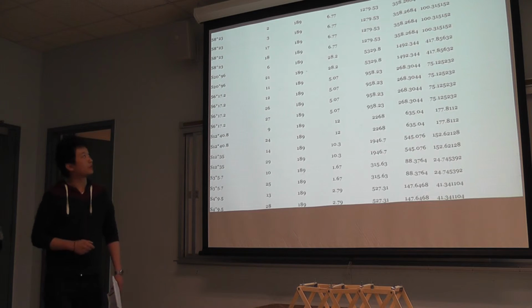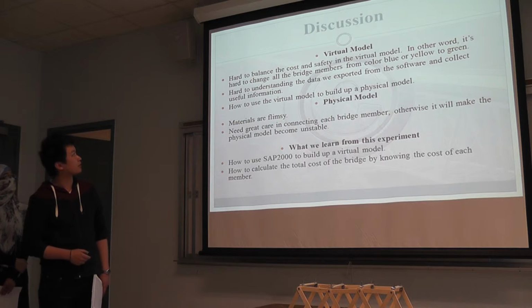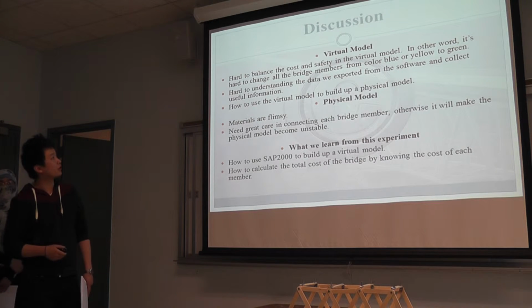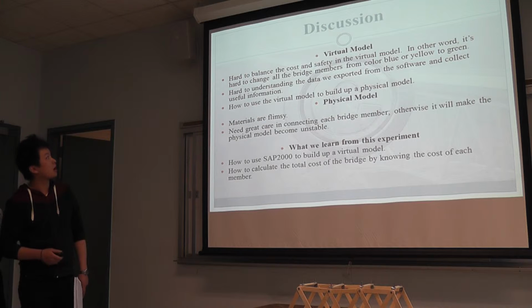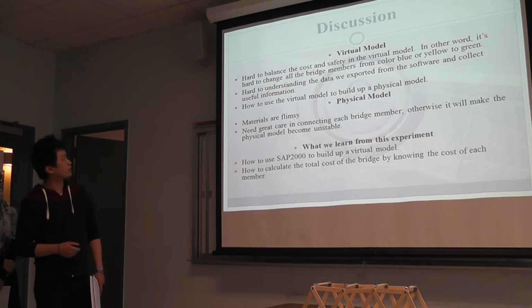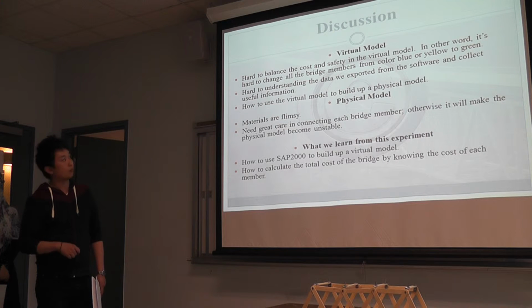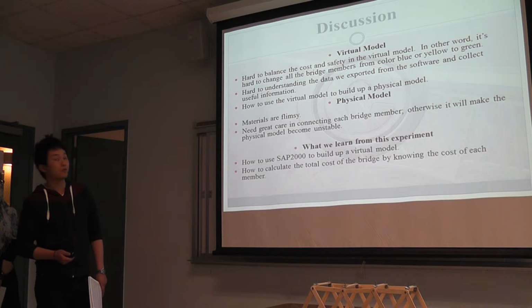Okay, next I will present the discussions and conclusion. For discussion, we are focusing on the difficulties we face in this project and what we learned from this experiment. For the virtual models, it's hard to balance the cost and safety, which means it's hard to change all the colors from blue or yellow to green. Next is how to understand the data we export from the software and collect the useful information. Last is how to use the virtual models to build up a physical model.